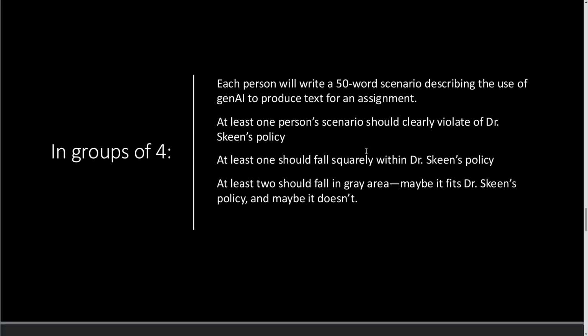Each person will write a 50-word scenario describing the use of genAI to produce text for an assignment. At least one person's scenario should clearly violate Dr. Skeen's policy. Oh, I see I have a typo there. At least one should fall squarely within Dr. Skeen's policy, and at least 2 should fall in gray area. Maybe it fits Dr. Skeen's policy and maybe it doesn't.